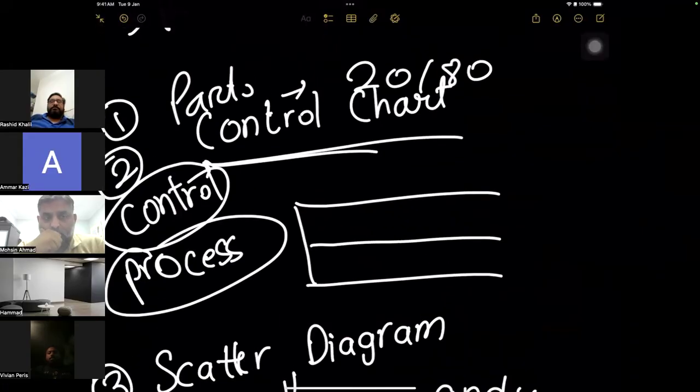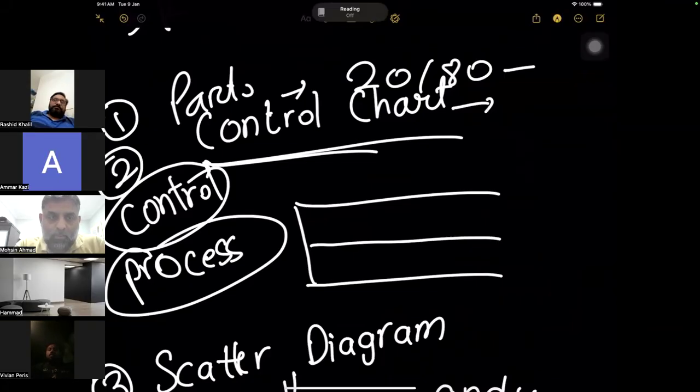So the Pareto principle is the 80-20 principle. It is used for prioritization. It means what are the most important things and how we look into that. Simply, the Pareto principle is the 80-20 principle, vital few, trivial many. What are the most important things and what are the not so important things.